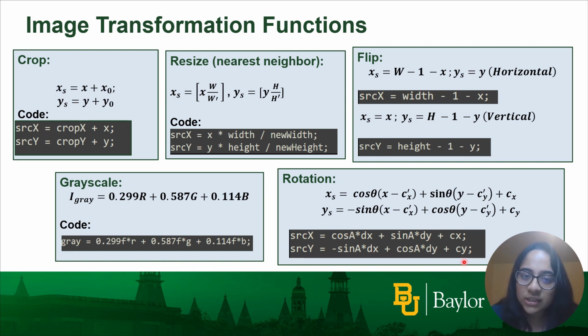The rotation is more complicated. For each output pixel, I performed inverse mapping to calculate which source pixel should be read. It involves sine and cosine calculations for the angle and translation around the center of the image.